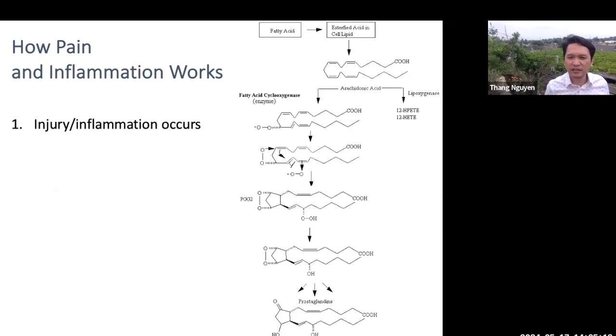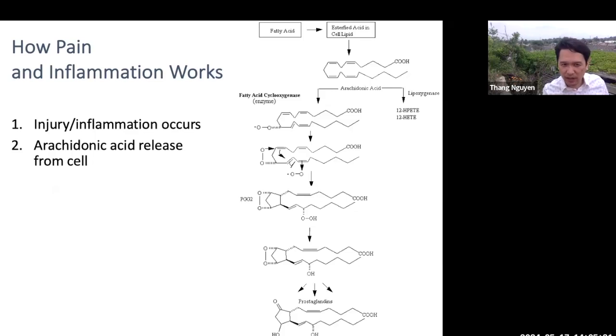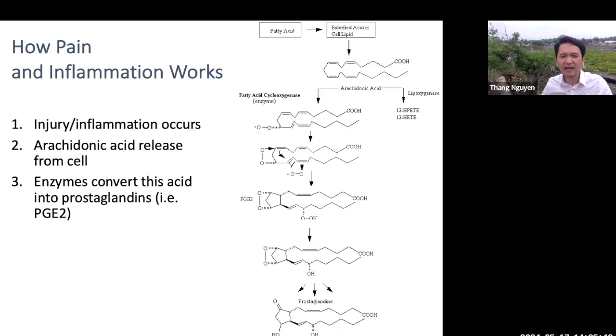cause of inflammation that occurs in your body. When that happens, this molecule known as arachidonic acid is released. This used to be a part of the cell wall. Remember, the cell wall has fatty acids, and so this molecule is released from your cell wall, and with the help of various enzymes, it will then be converted. This acid is then converted into a molecule known as prostaglandins, particularly something called PGE2.